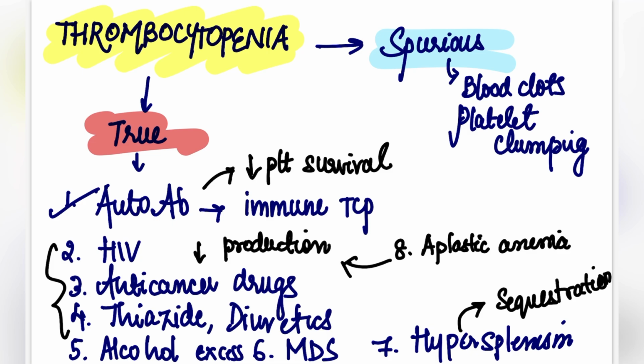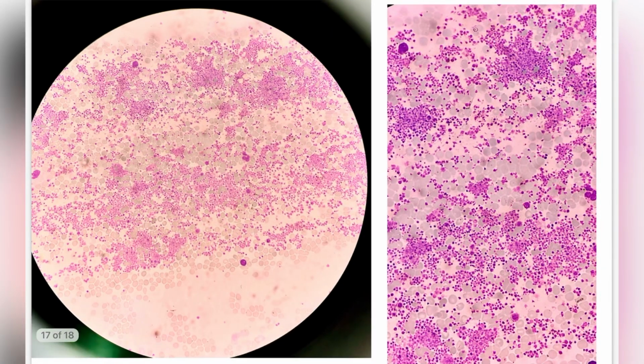The second one is anything which decreases production of platelets. So it can be HIV or any anti-cancer drugs or drugs like thiazide diuretics, aplastic anemia, bone marrow replacement, leukemia, MDS. All of these come under decreased platelet production, followed by sequestration, which is usually seen in hypersplenism. So these are all the causes of thrombocytopenia.